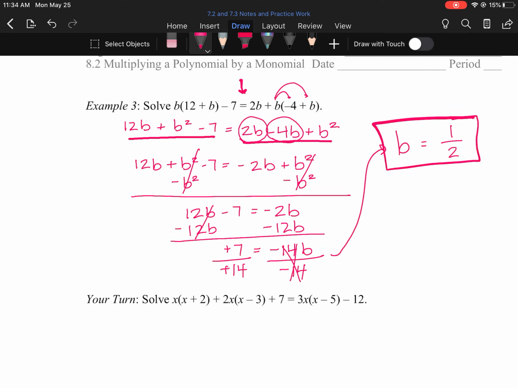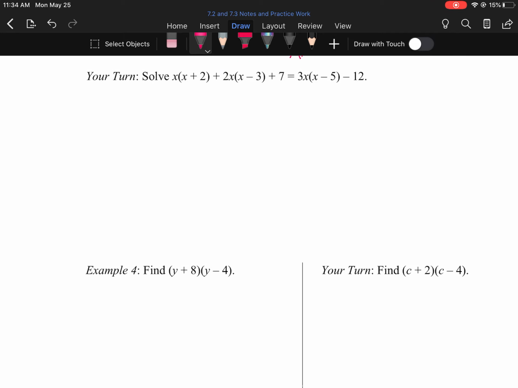Okay? All right, so that problem there just combined distributive property, rules of exponents, and solving equations. So that one problem just combined at least 3 different concepts that we have covered throughout this course. All right, so take a moment, try the your turn, and then we're almost done with today's lesson.